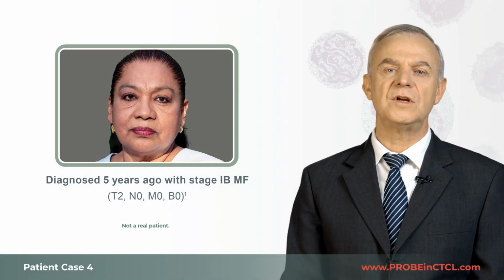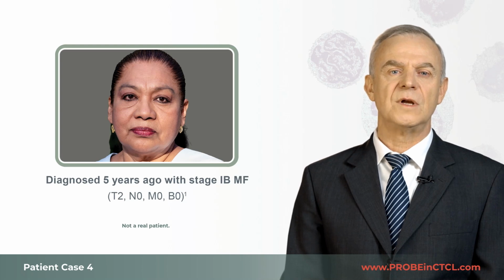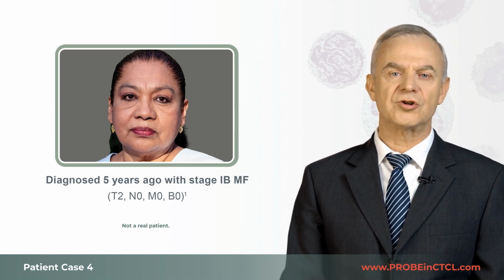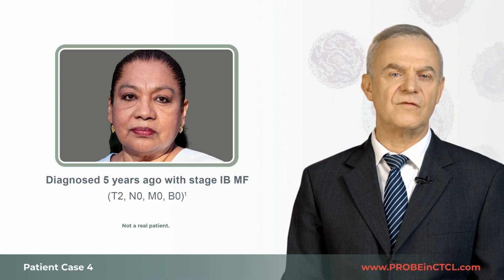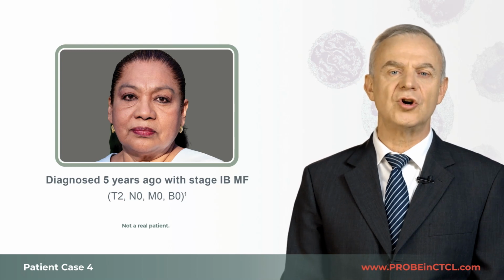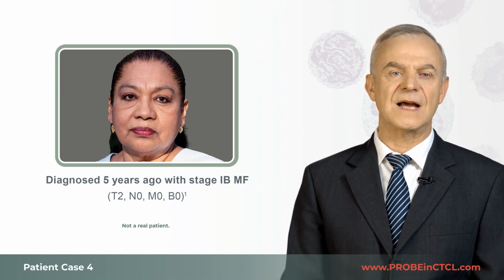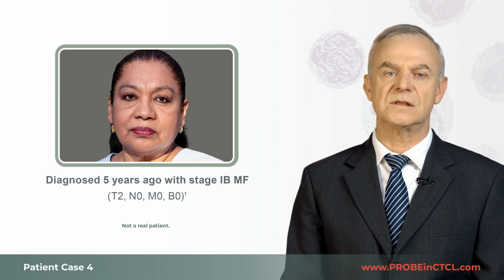Patient 4 is a 50-year-old female. She was initially diagnosed 5 years ago with stage 1B mycosis fungoides, with patch lesions affecting approximately 25% of body surface area. Flow cytometry showed no blood involvement at the time. There was no other evidence of extracutaneous disease.